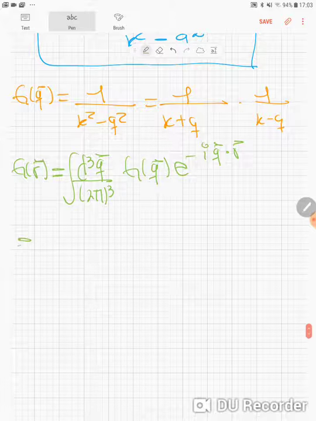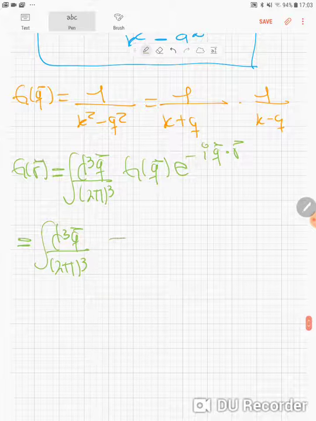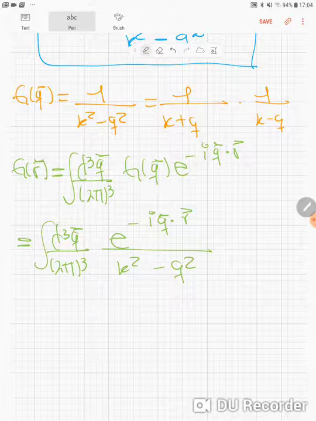So then this is equal to the integral over d^3q divided by (2π)^3 of e^(-i k·r) divided by k² minus q². Now what we're going to do is split this integral in spherical coordinates. We're going to say that theta is the angle between q and r. So let's write it in spherical coordinates.